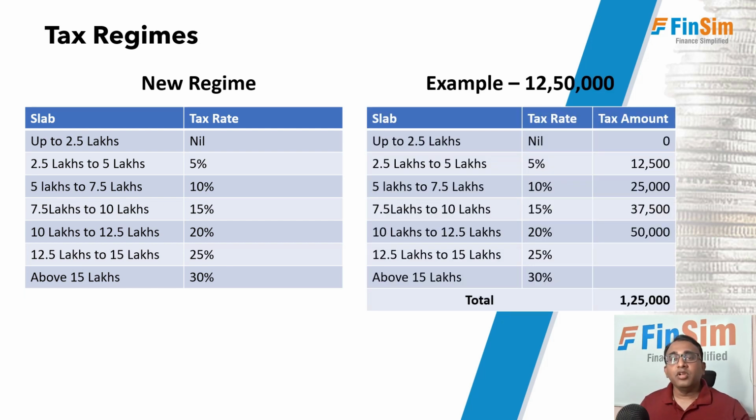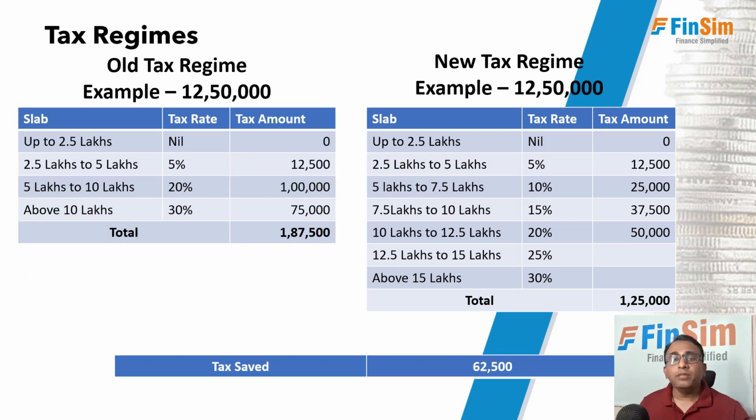Using the example of 12.5 lakh rupees of taxable income to calculate the tax liability would result in 1.25 lakh rupees of tax liability. In both old as well as new tax regime examples which we looked at, I have ignored the education cess of 4% which is levied on the tax computed, as it remains the same across both regimes.